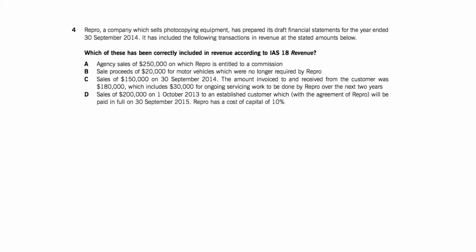Okay, so taking these each in turn. Which of these has been correctly included in revenue according to IAS 18 revenue? Now moving forward, this will be IFRS 15 for revenue, but it wouldn't actually change the treatment. So this would equally be okay for the future. So agency sales, will look, only commission should be included on agency sales. So they shouldn't include the 250.